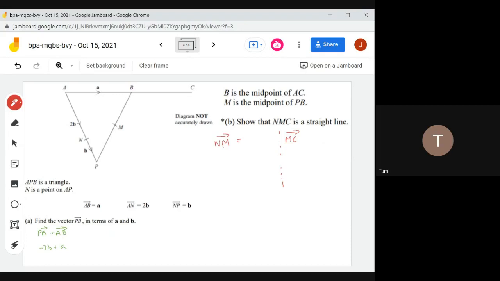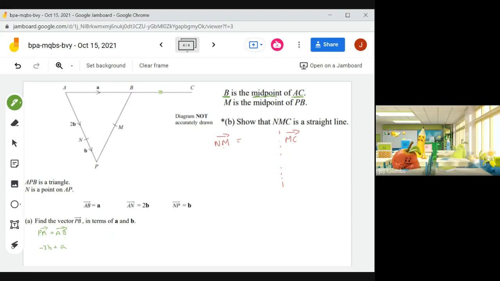Wait, it would be B to C. Is that going to be A as well? From where to B to C? Yeah. Why do you say that? That's why I'm not sure, because B is the midpoint? Yes, that's it. So yeah, you're right. It is going to be that, because it specifically says B is the midpoint of AC.